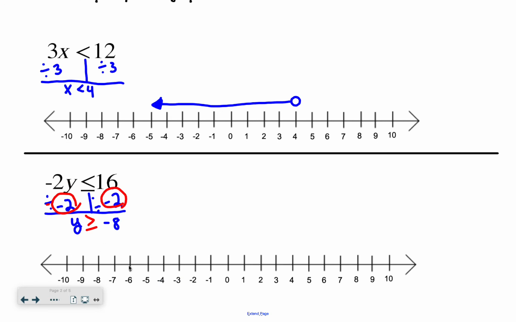Okay, so then let's put our dot at negative 8, and it's going to be closed. And we have y is greater than or equal to, so greater than means I'm going to the right. Since I divided both sides by a negative, I had to flip my sign. That is like the number one mistake students make when solving multiplication and division inequalities.